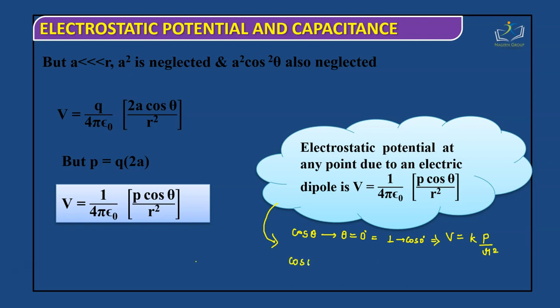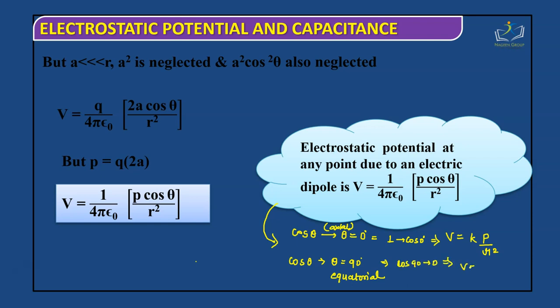But if I'm taking the scenario when theta is equal to 90 degrees, for the case of the equatorial point. This is the case of the equatorial and this is the case of the axial. So for the case of the equatorial, we know that the value of cos 90 will be 0.